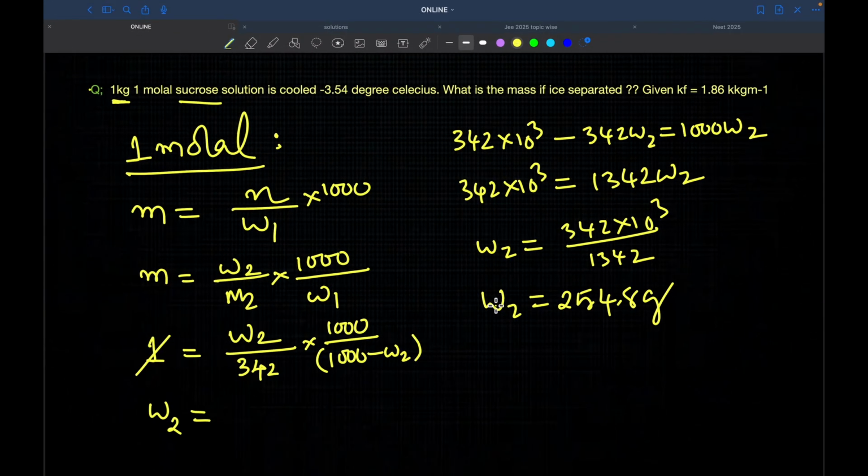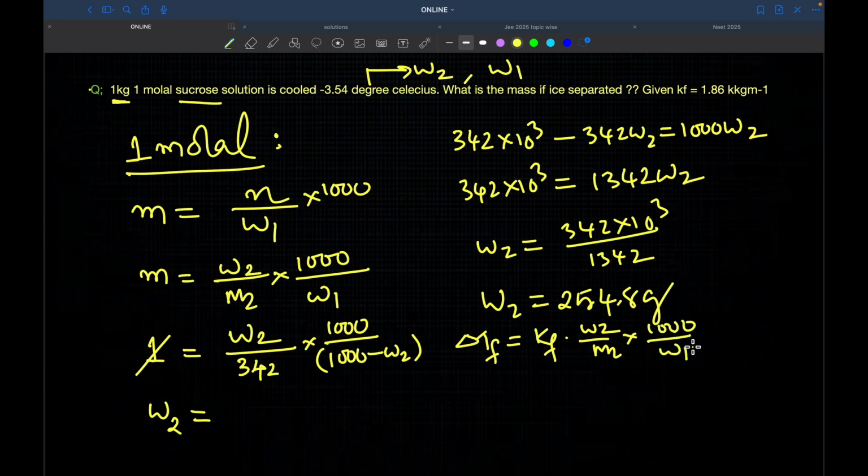Now what shall we use? We use the depression in freezing point, then we solve for W1. In the question you have to find W2 first, then you have to find W1. Then subtract W1 from 1000 and you will get the answer. Okay, so we take again the same formula, that is delta TF equals KF into W2 by M2 into 1000 by W1. Now W1 has to be found.